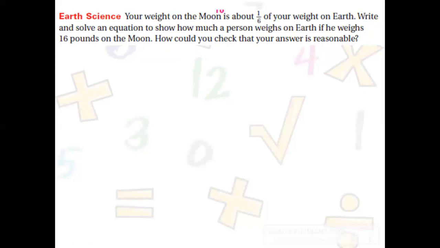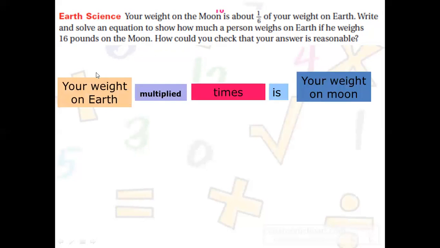As you know, what you have to do is multiply 1/6 by how much? Your weight on Earth, we don't know. That's what we are going to find. So let that be W, multiplied by 1/6 will give you 16. So your weight on Earth multiplied by 1/6 will be your weight on the moon. So let's rewrite this equation now. That's going to be 1/6 W equals 16, right?